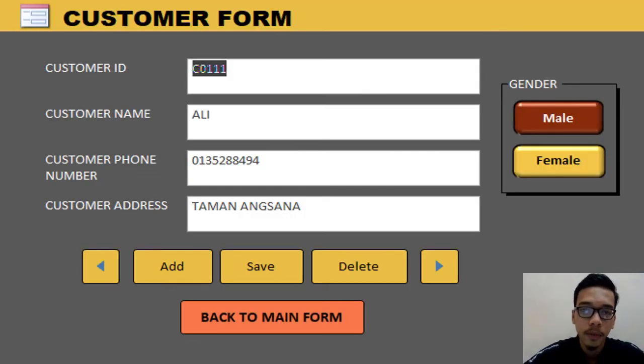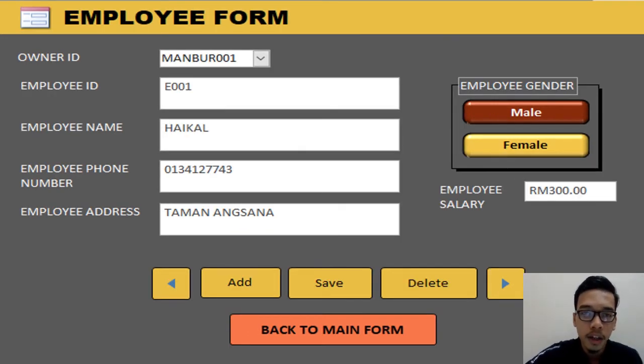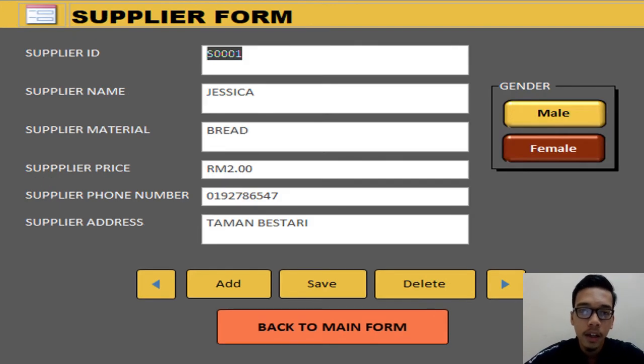For the customer, this is the customer form, where we can see the details of the customer and the purchases that they made at that time. And then this is the employee form, where we can record the employee details in charge during the transaction. And this is the supplier form, where we can record the supplier details and the product that we buy from the supplier and the price also.